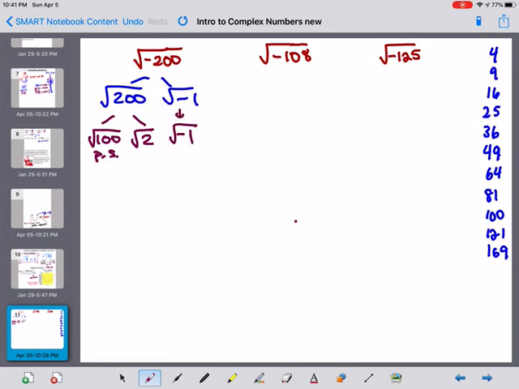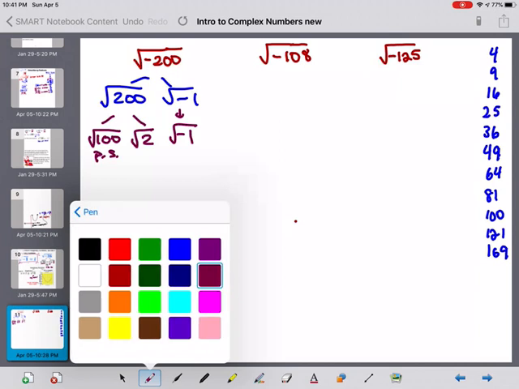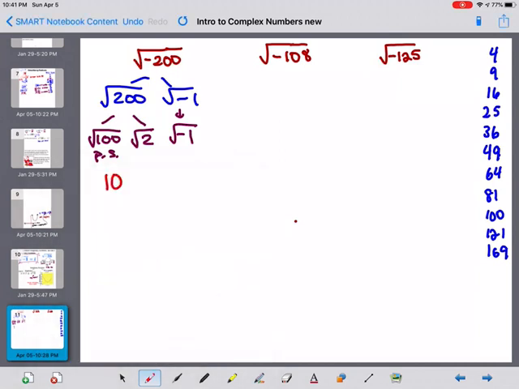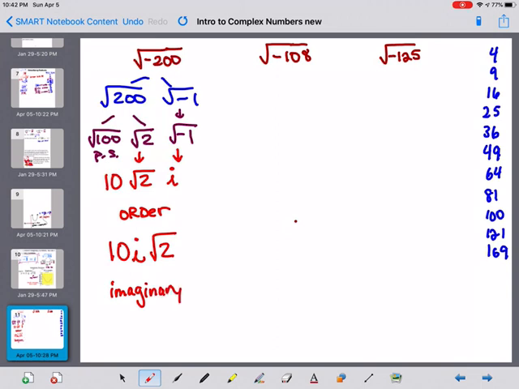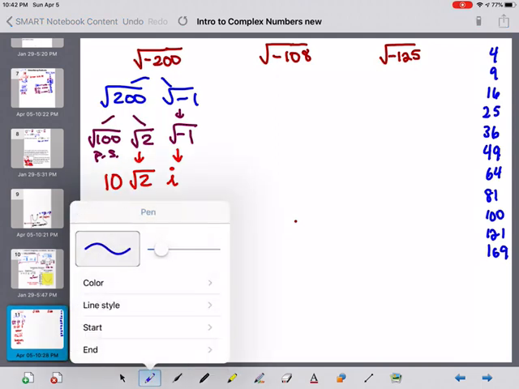And this just comes down the same way, okay? Now we just do each one separately. The square root of 100 is 10. The square root of 2, I can't take, so it comes down and stays the same. You rewrite the square root of negative 1 as I. And then for the order, you write the number first, the 10 goes first, the I goes second, and the radical goes at the end. And that's your answer. So the square root of negative 200 simplifies to 10I radical 2, and that tells you that it's imaginary, so it never crosses the x-axis. Imaginary roots.